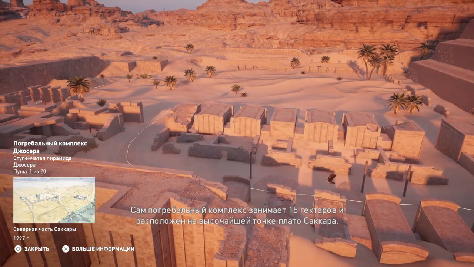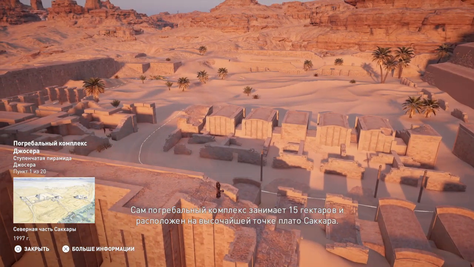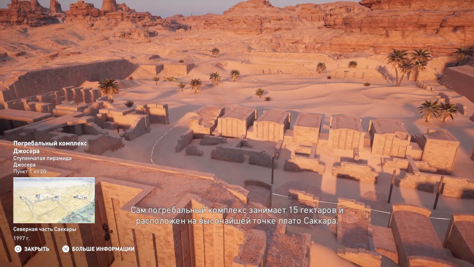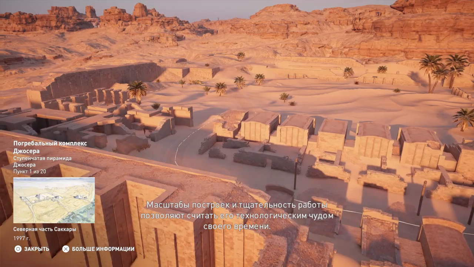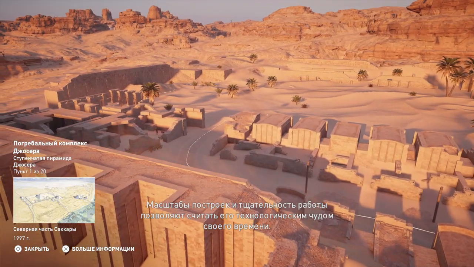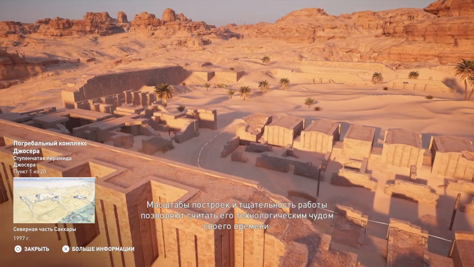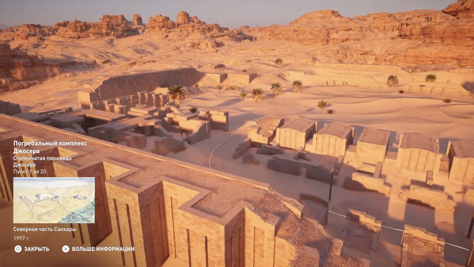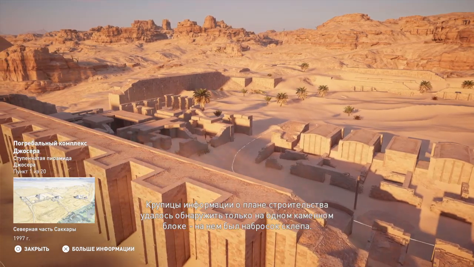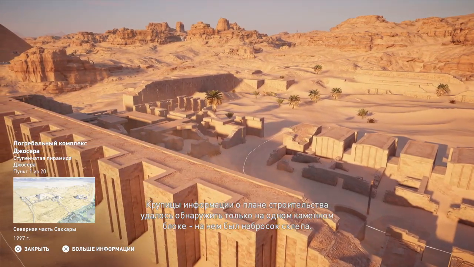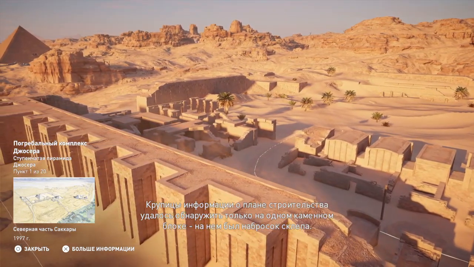The funeral complex itself covers 15 hectares and is located on the highest point of the Saqqara Plateau. It's clear from the elaborate detail and scale of the complex that this was a technological marvel of its time. The only fragment of information regarding the design plans of the complex was discovered on a section of stone containing an architectural sketch of a vault.